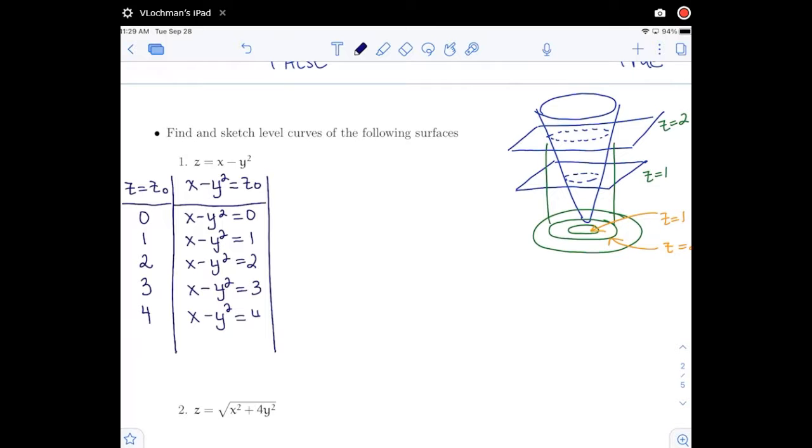And now I really just need to think about what do these look like? Okay, the first one is just x is equal to y squared. And then the second one is x is equal to y squared plus 1. x is equal to y squared plus 2, and so forth. So what my level curves look like are the parabolas, right? The parabolas that are shifted.